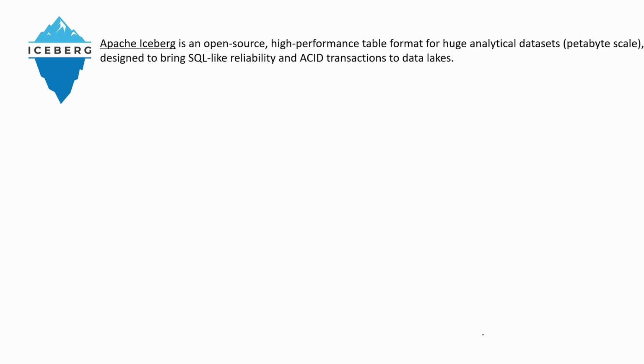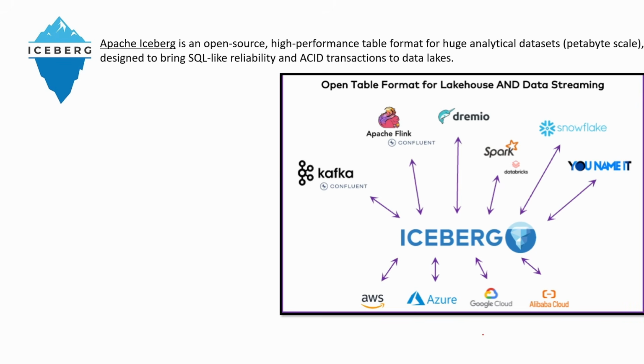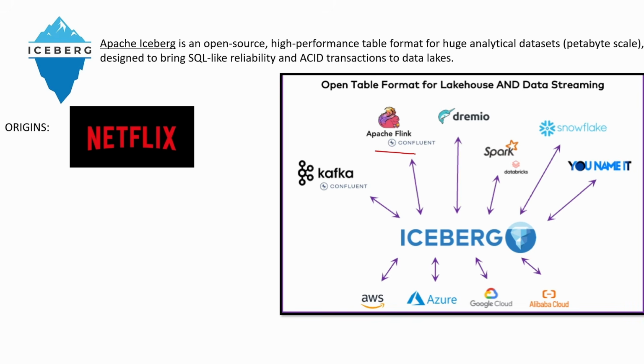If I talk about Iceberg tables, Apache Iceberg is an open source, high performance table format for huge analytical data sets designed to bring SQL-like reliability and ACID transactions to the data lake. It allows multiple engines like Spark, Flink, Trino, Presto to safely work with the same data simultaneously. Key features include full schema evolution, hidden partitioning, and time travel queries. It was originally developed by Netflix.